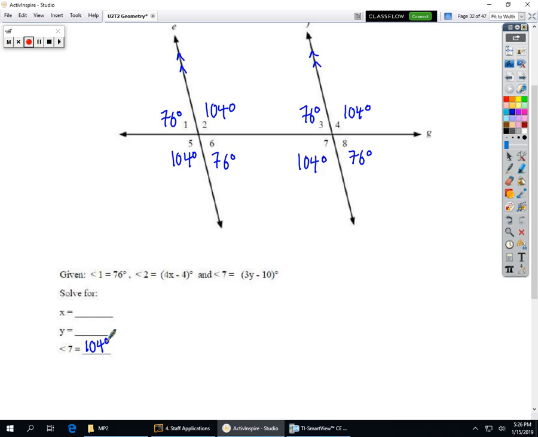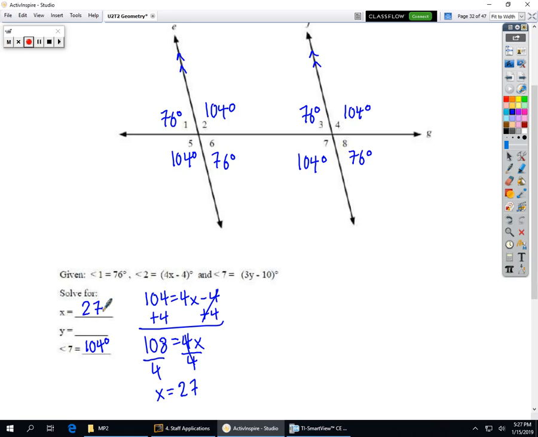2. Well, 2 is 104, but it's equal to 4x minus 4. I can solve this equation. 104 equals 4x minus 4. You add 4 to both sides. That's 108 equals 4x. Divide 4 from both sides. And x equals 27. So x equals 27.